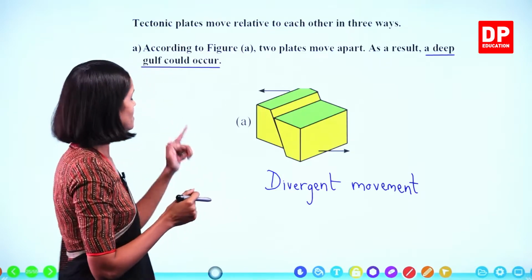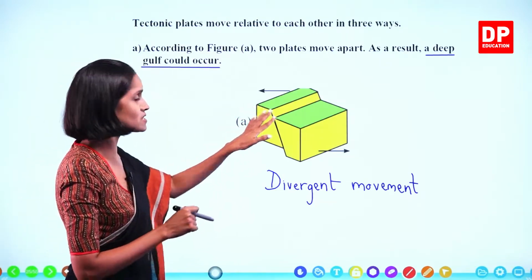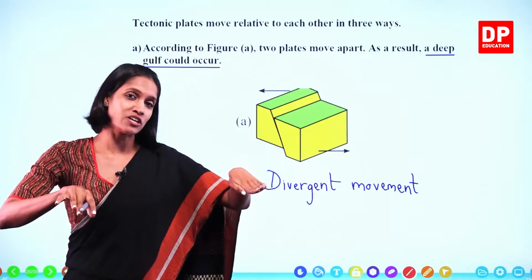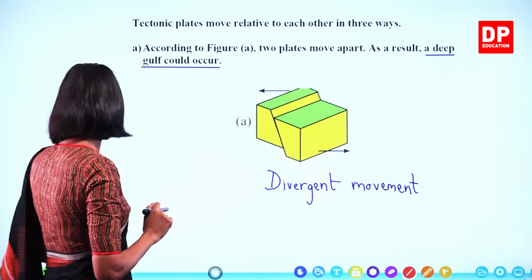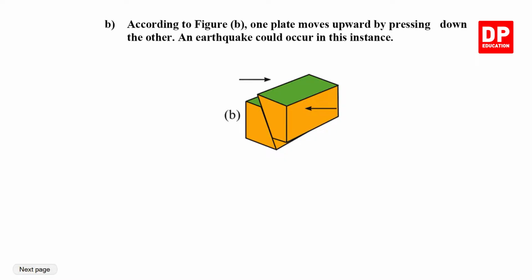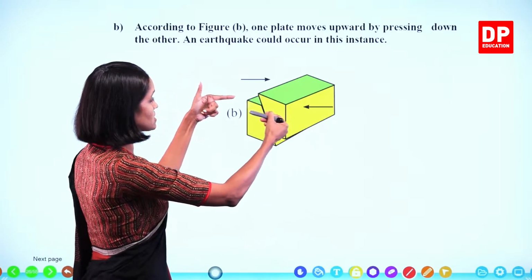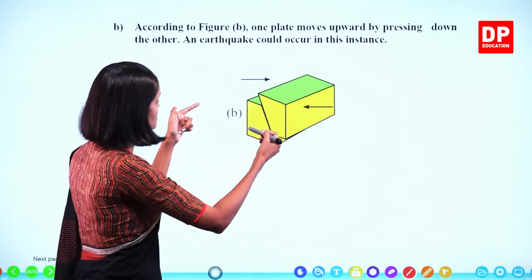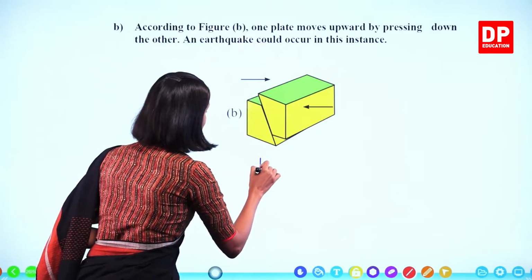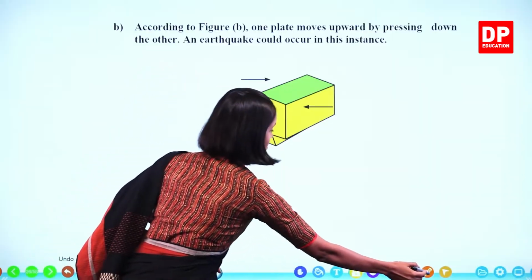Right, children? What is the second method? Now this one, they moved away from each other. Look at this one. The second way. According to figure B, one plate moves upward by pressing down the other. Look at this one. They move towards each other. This type of movement is known as convergent movement.